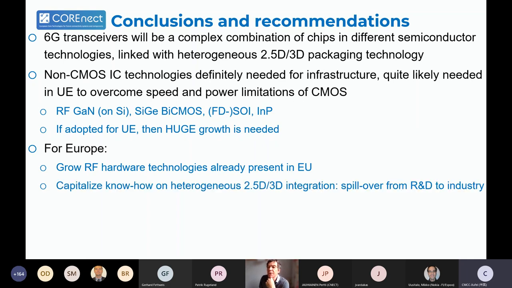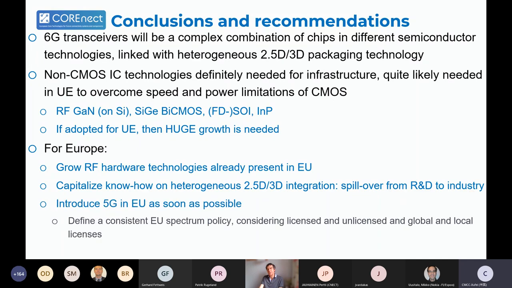And we should also capitalize our know-how on heterogeneous integration. We have good know-how in several European companies, but also in several R&D companies. And to prepare well for 6G, we should create the good boundary conditions by already introducing 5G in Europe as soon as possible. That comes, for example, with defining a consistent spectrum policy, of course. So these were my conclusions and some recommendations for Europe.